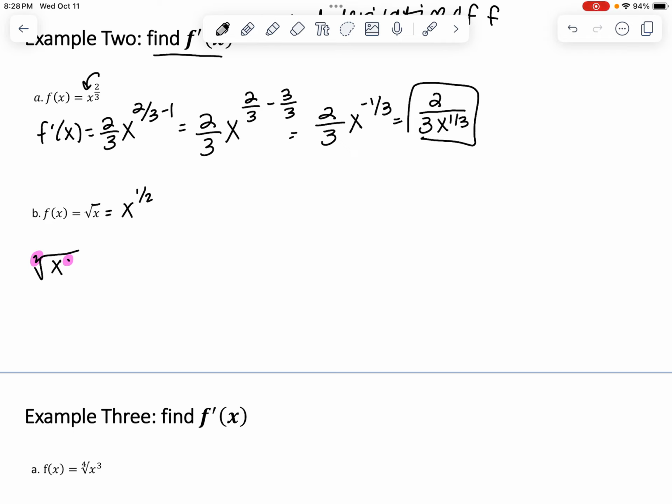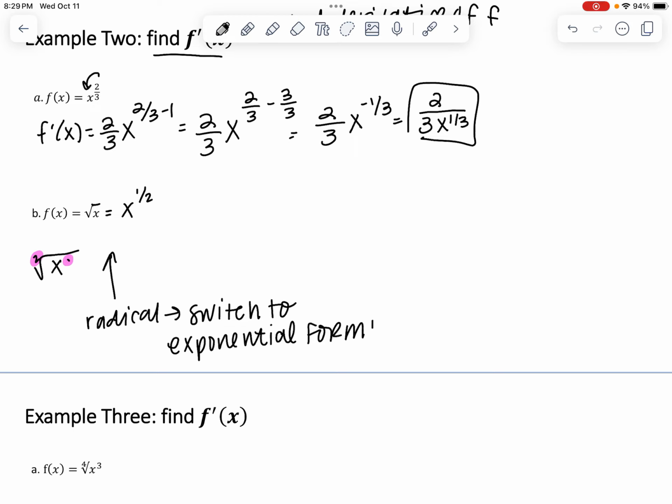And so now you're finding the derivative of f of x equals x to the 1/2 power. And because that is in exponent form, you can go ahead and find the derivative of that using the power rule. So anytime you see a radical, the way that you find the derivative of a radical is you switch it to exponent form. So I'm going to write this down: radical, switch to exponent form, exponential form. So that's how you do those ones. And so then I would just proceed and find the derivative.